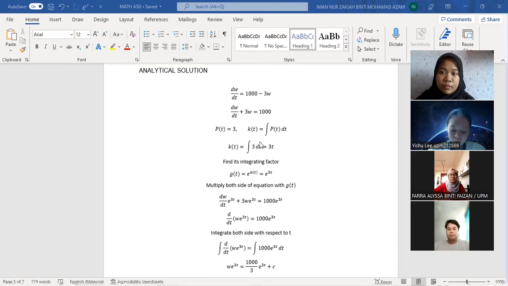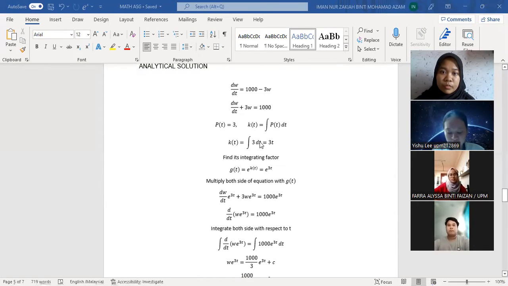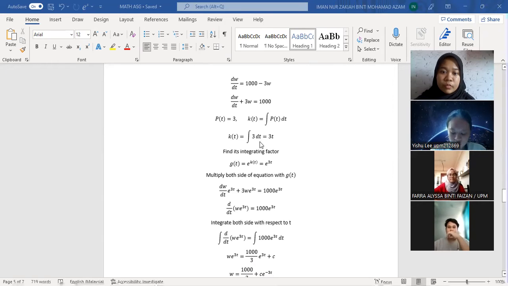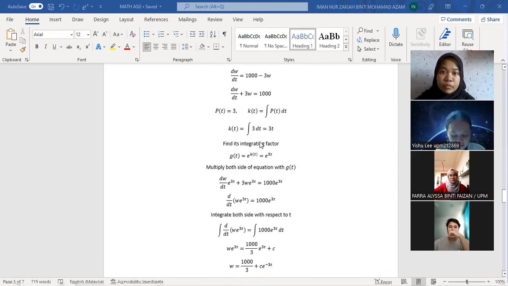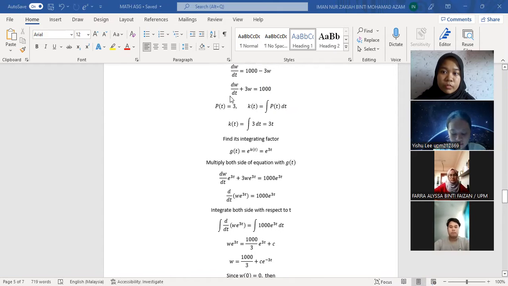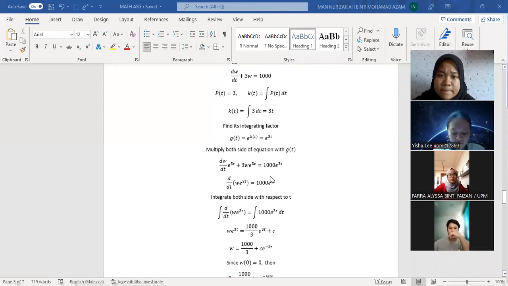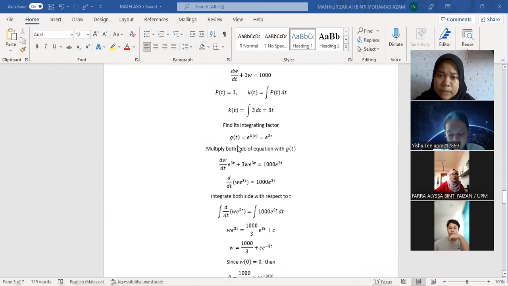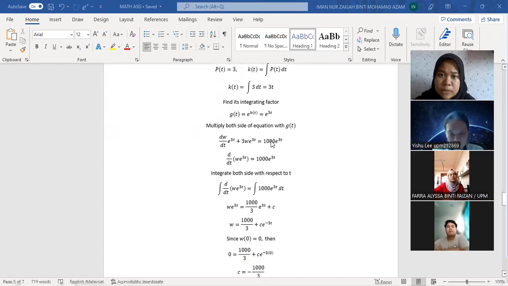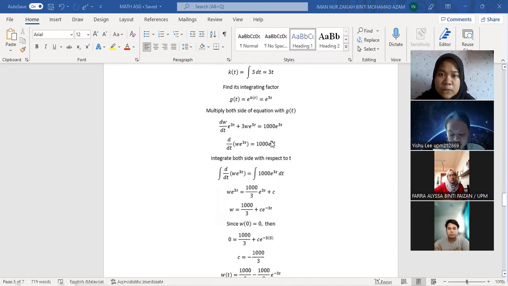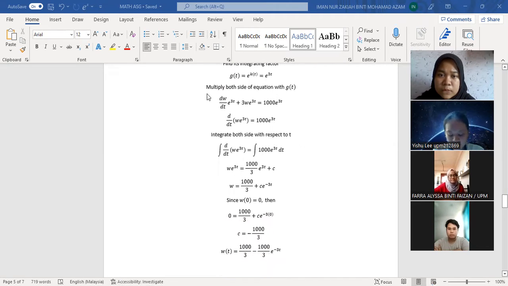And to solve this problem, I just give the general idea. First of all, we must make sure the equation is in the normal form, which is dw over dt plus p of t times w equals q of t. After that, we need to find the integrating factor using IF equal to the exponent of the integral of p of t with respect to t. And in the third step, we need to multiply the entire equation by the integrating factor.